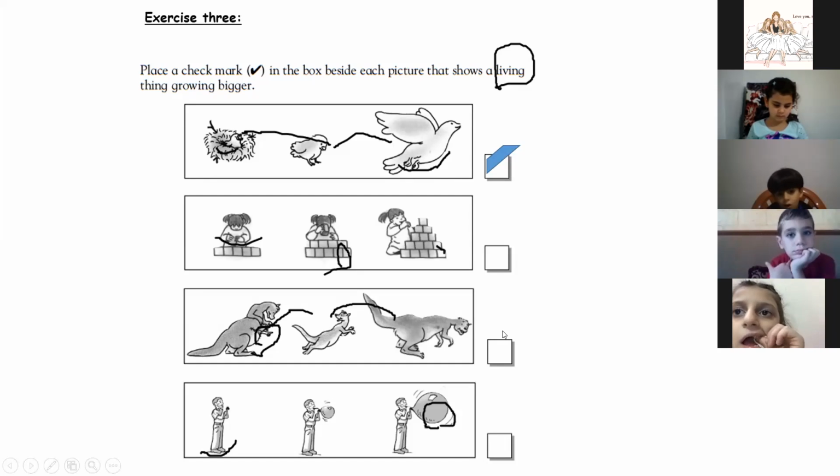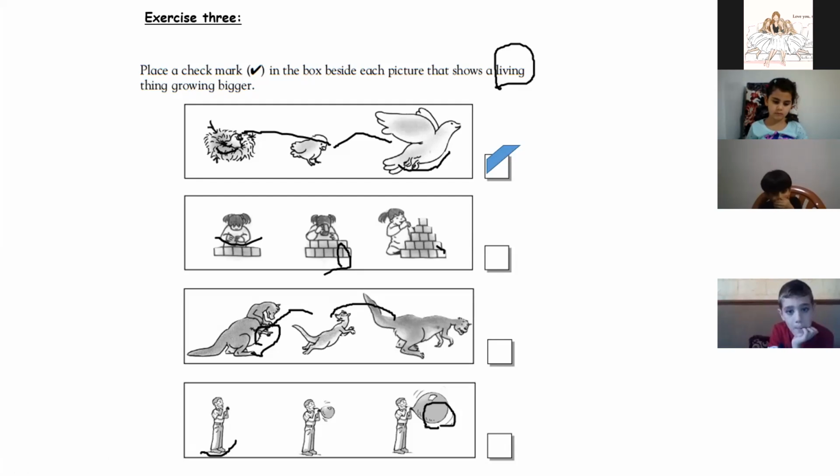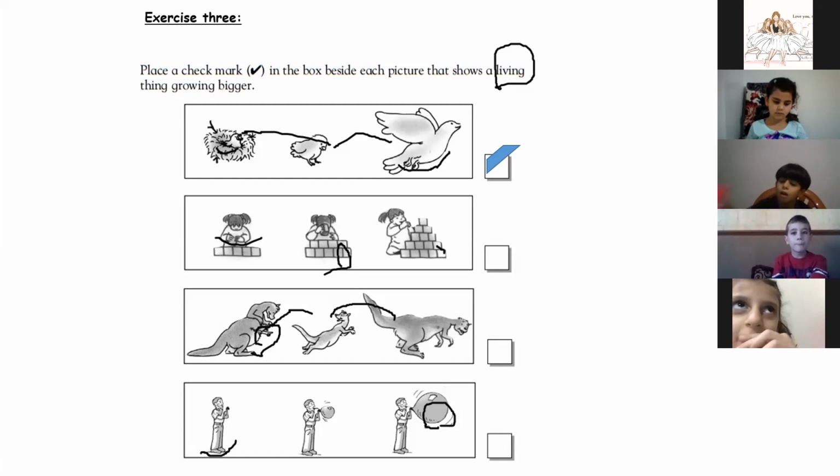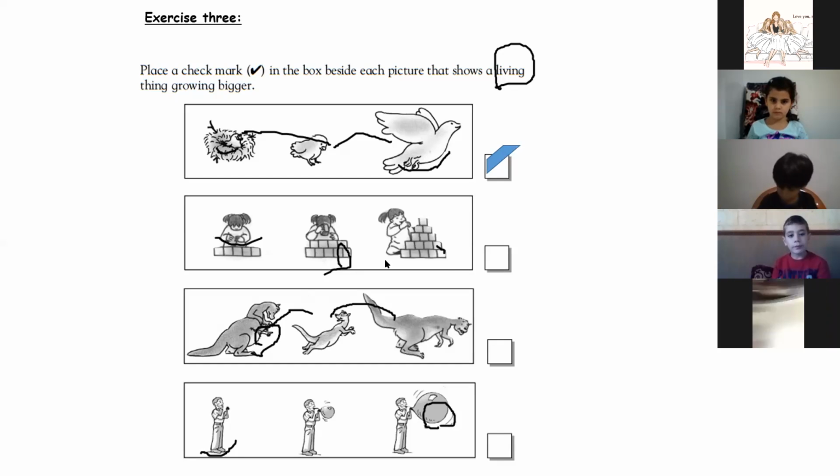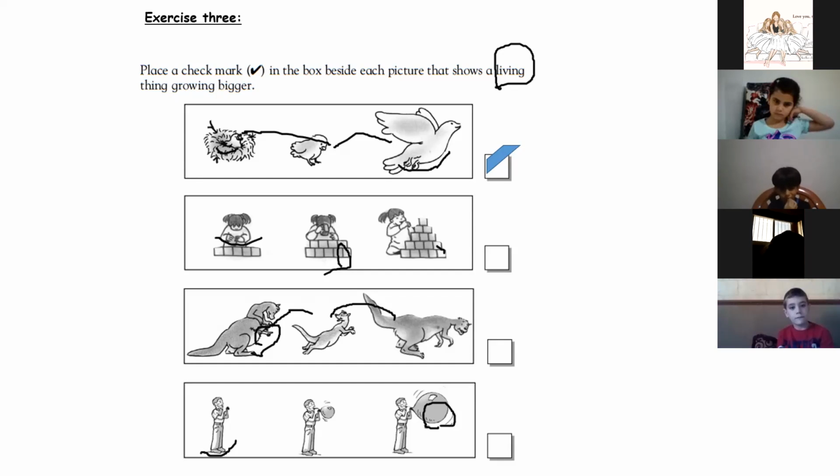Sufan, what can you see in the second picture? Mean, you don't want to talk? What can you see in the second picture? Okay, should I put a tick beside this picture? We can see a girl building a wall using bricks. So the bricks are growing bigger, right? Should I put a tick? Yes. Who's going to help you? Ali Hussein Bazoun, can you help her? She said, yes, I should put a tick beside the bricks that are growing bigger and bigger.